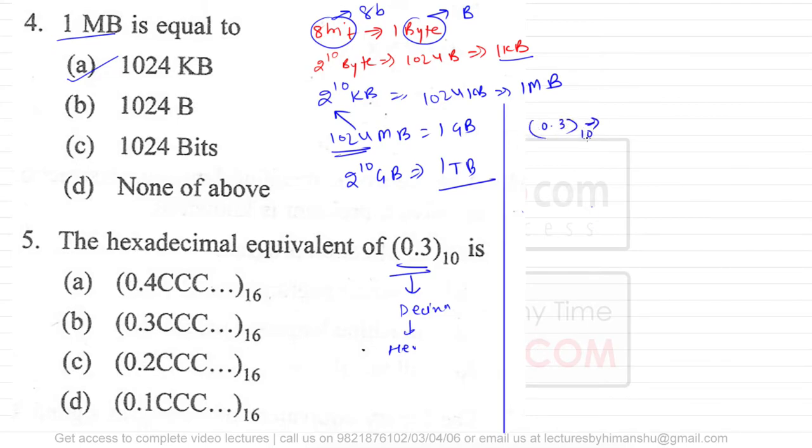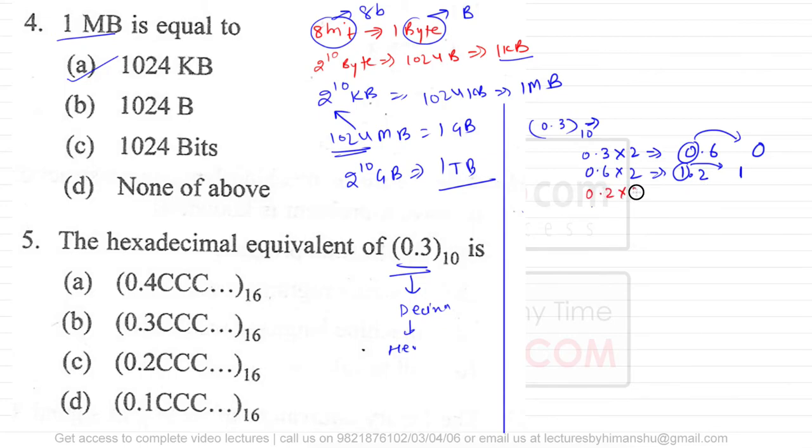Now we'll start by multiplying by 2. So we have 0.3 multiplied by 2, you are going to get 0.6. And the first digit that you are going to get is 0. Then we have 0.6 multiplied by 2, then we are going to get 1.2. So the second digit that we are going to get is 1. See why I'm doing this? Just go through my lectures of number system, then you will be able to understand.